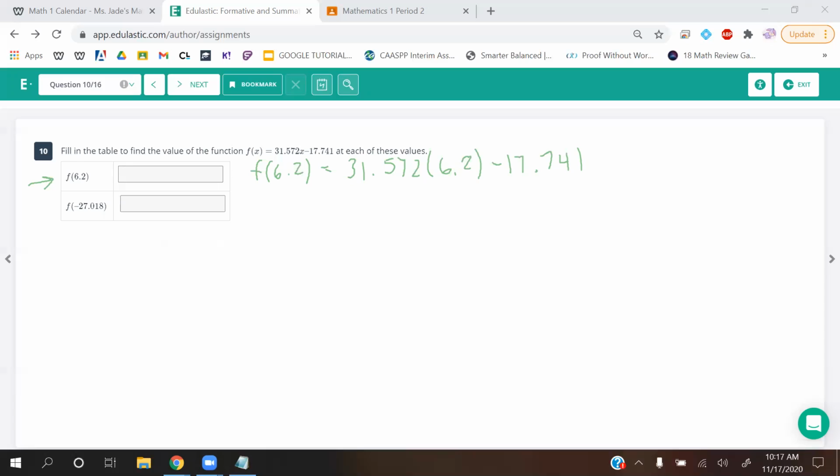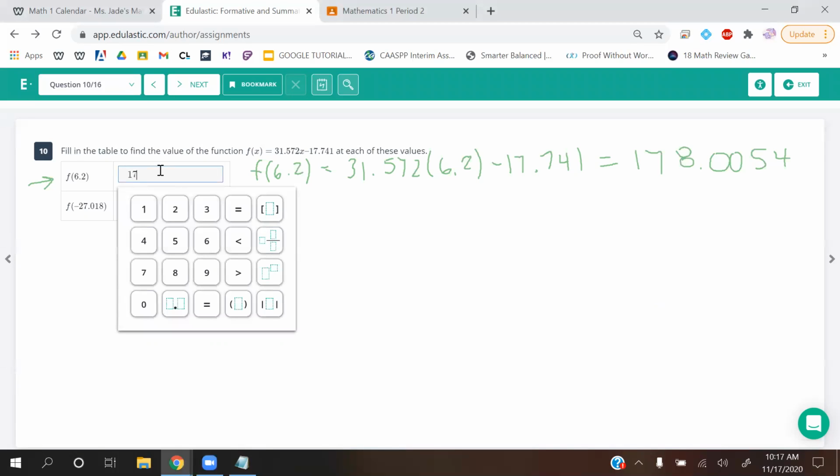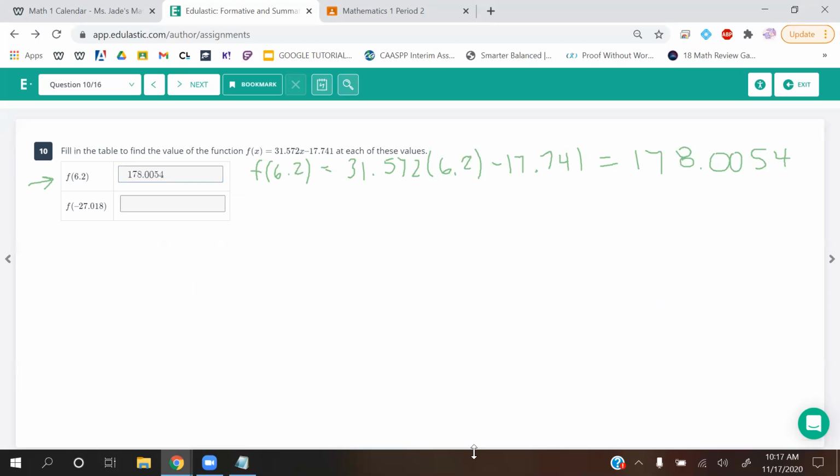So 31.572 multiplied by 6.2. And then I want you to subtract 17.741. And that gives me 178.0054. So I'm going to go type that in. 178.0054. Okay, let's do the other one.